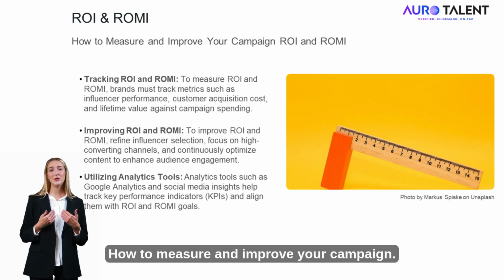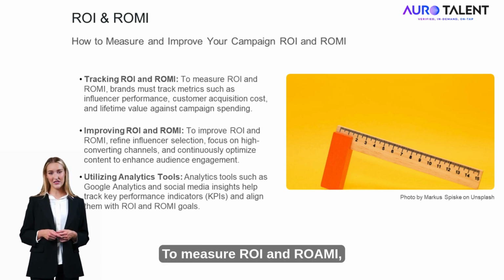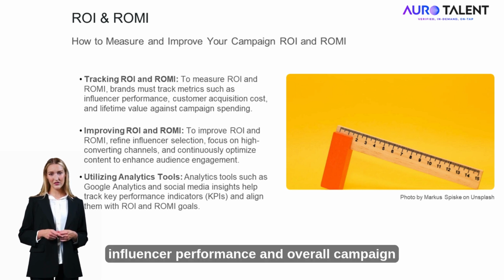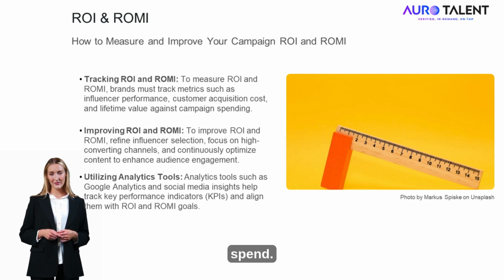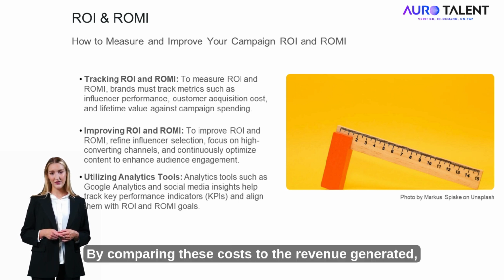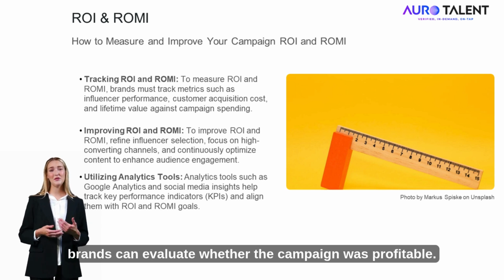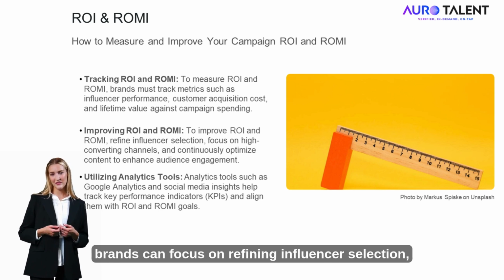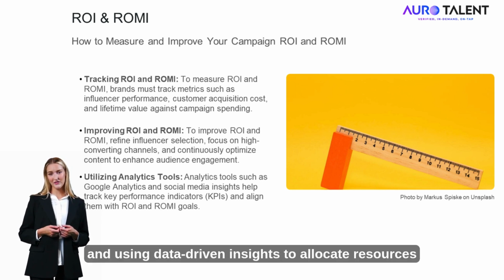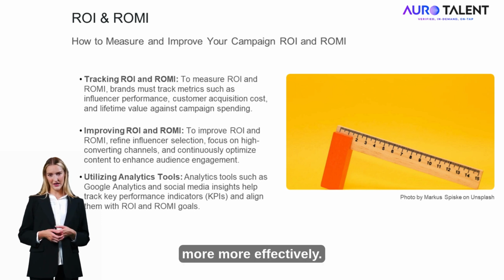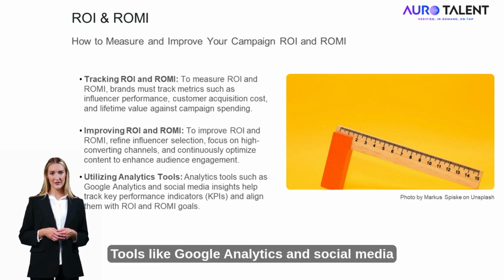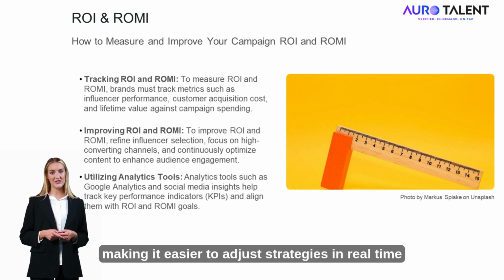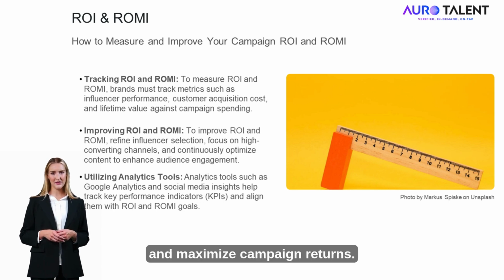ROI and ROMI. How to measure and improve your campaign. To measure ROI and ROMI, brands track data such as customer acquisition cost, influencer performance, and overall campaign spend. By comparing these costs to the revenue generated, brands can evaluate whether the campaign was profitable. To improve ROI and ROMI, brands can focus on refining influencer selection, optimizing content, and using data-driven insights to allocate resources more effectively. Tools like Google Analytics and social media analytics help track these metrics, making it easier to adjust strategies in real time and maximize campaign returns.